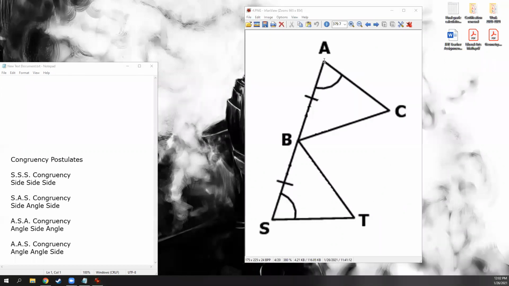So, I'm going to start at where the angle is and go down the side with the notch and then come back up. So I have triangle ABC, what a surprise. Coming down here, if I start at the angle, that's S, I go up the side with the notch, so SBT. Those are my 2 triangles.